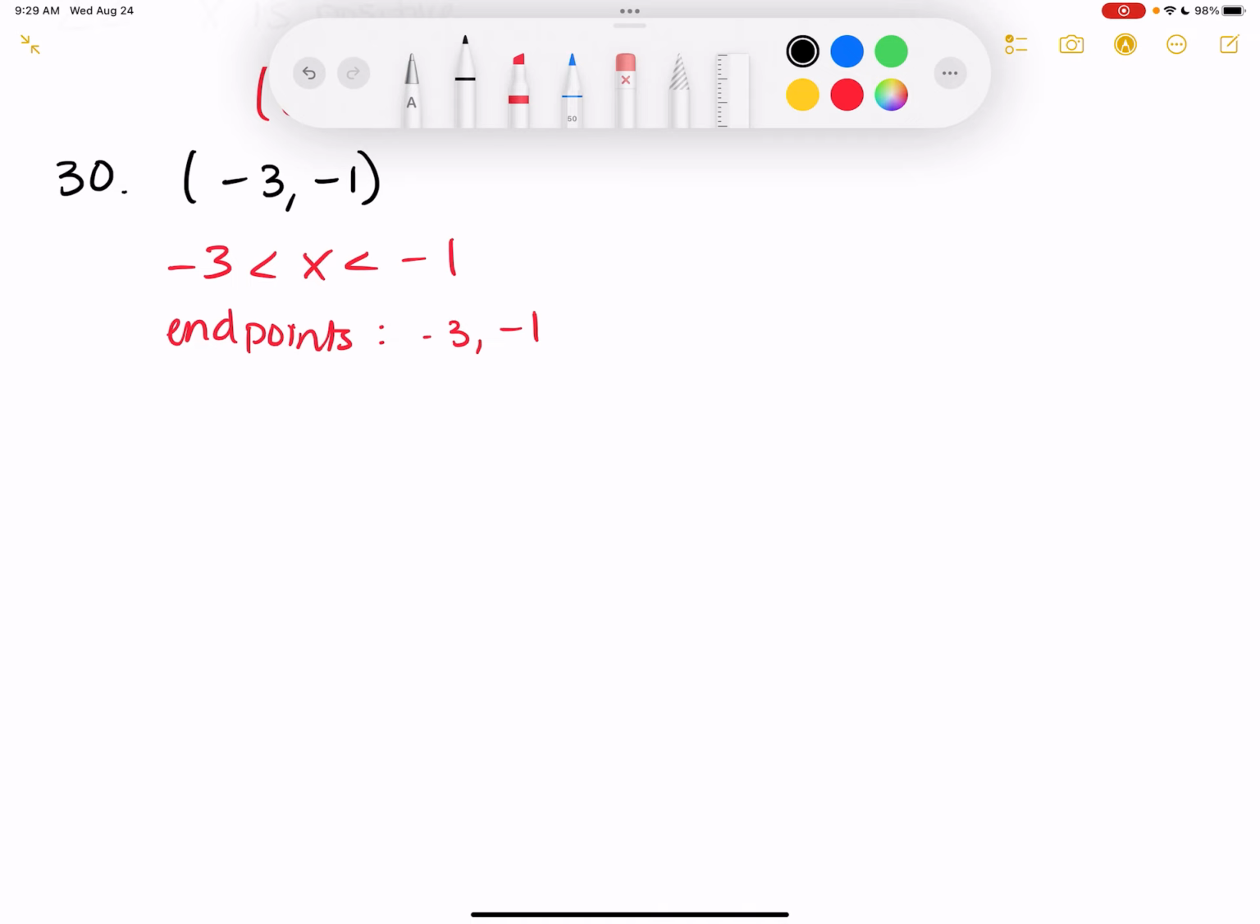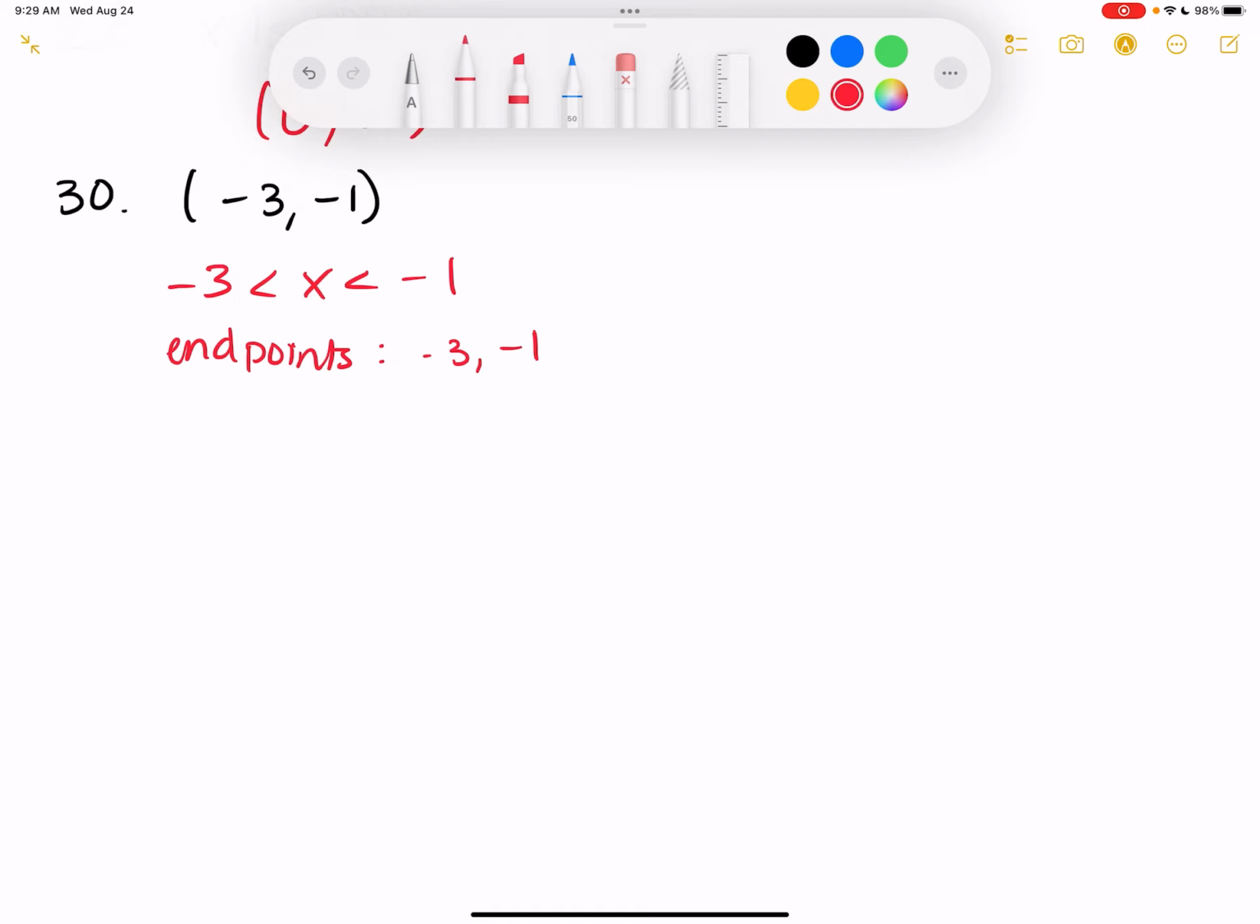Alright, so finishing up 30. These ones, the instruction said to convert to inequality notation, which we already did. It says find the endpoints and state whether the interval is bounded or unbounded in its type. Okay, we got this now. It's bounded. We know what that means. And then is it open or closed? Closed.